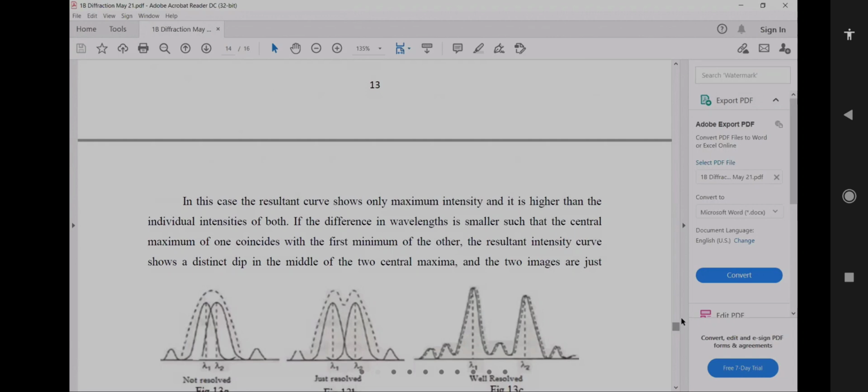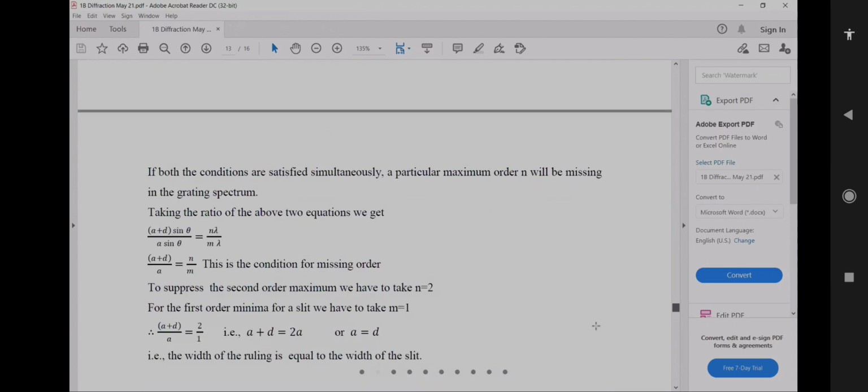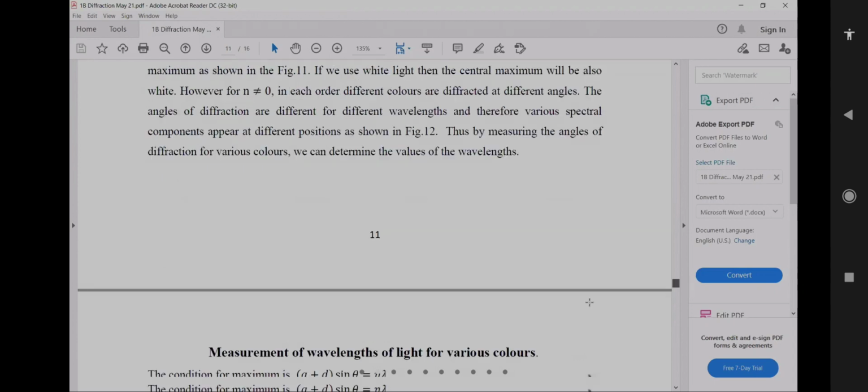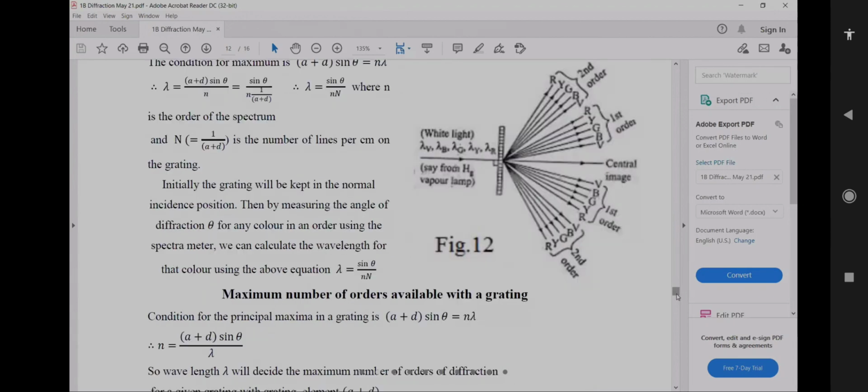Like this. For example, if you consider the spectral lines we discussed here: first order, second order, violet, blue, green, yellow, red. Violet means there are two spectral lines, violet 1 and violet 2, then bluish green 1 and bluish green 2, like that. Violet 1 and violet 2 have different wavelengths, lambda 1 and lambda 2. Those two are very close to each other.